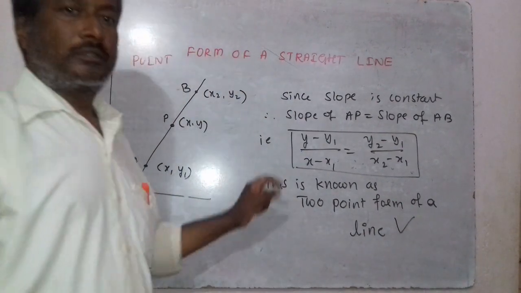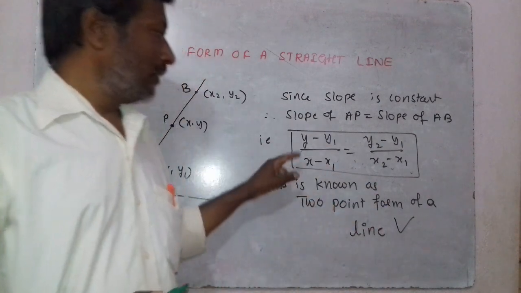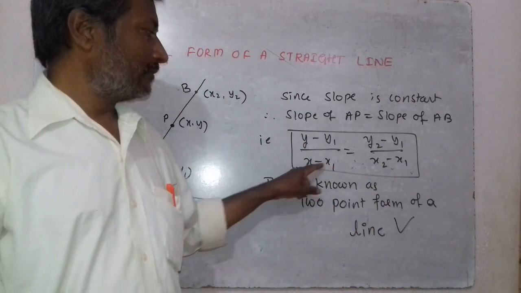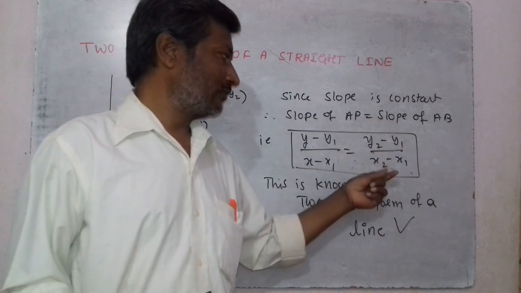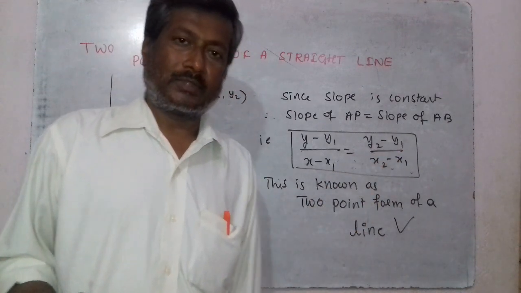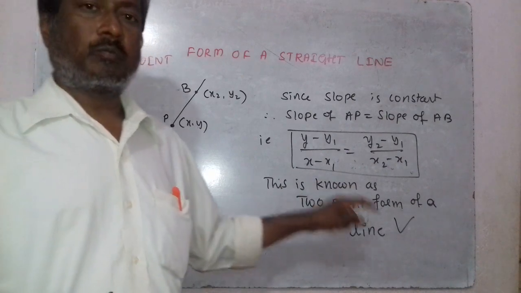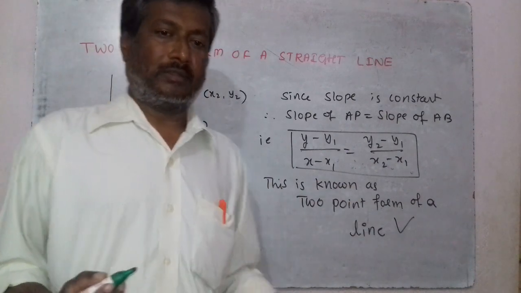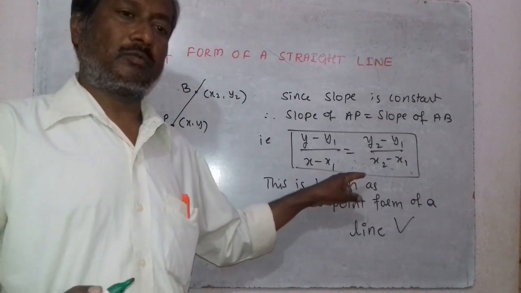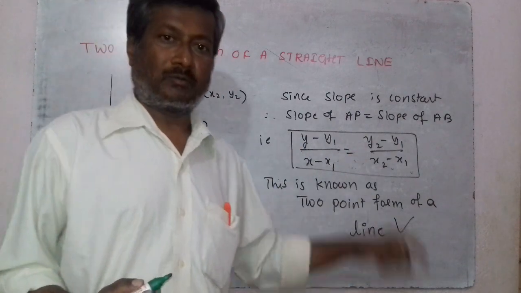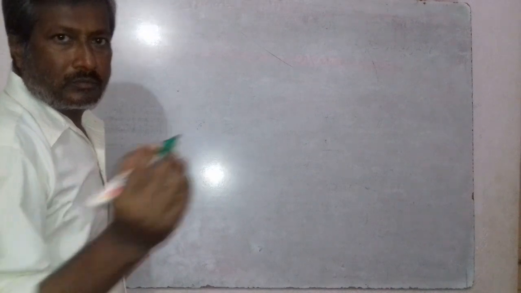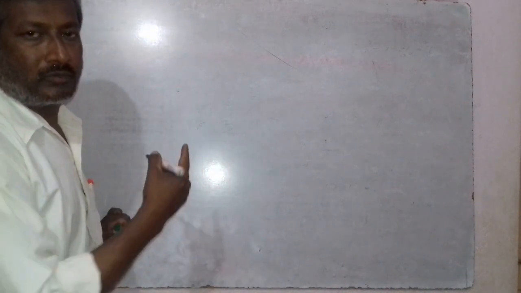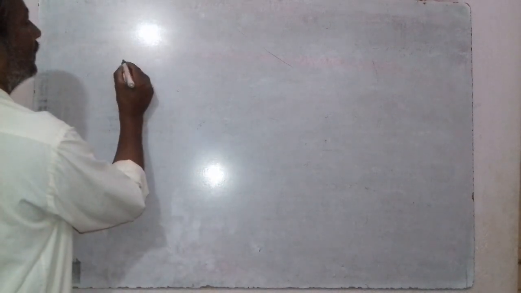So this is a 2 marks question. (y minus y1) divided by (x minus x1) equals (y2 minus y1) divided by (x2 minus x1) is the equation of a straight line in 2-point form. If 2 points are given, then we can find the equation of the line using this formula. So solve this problem.